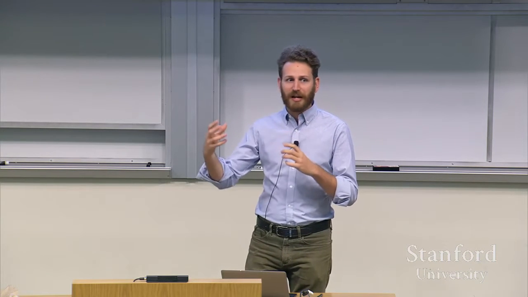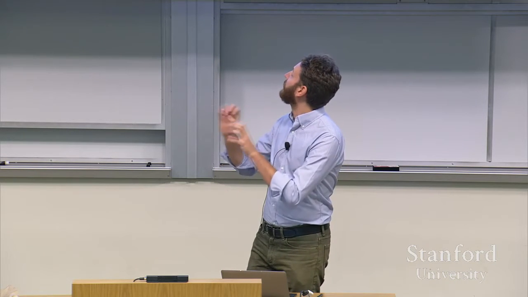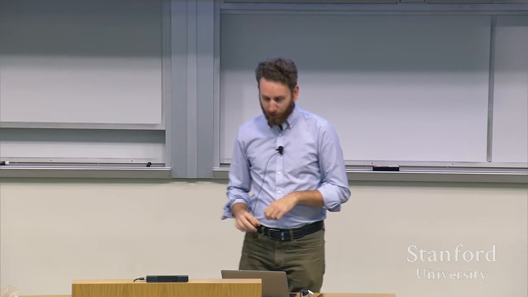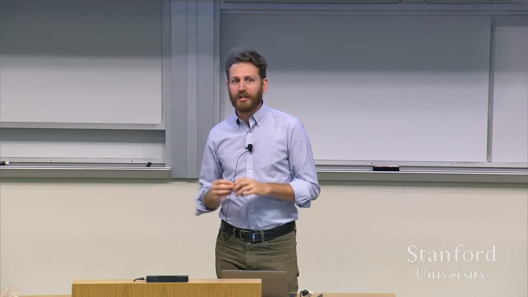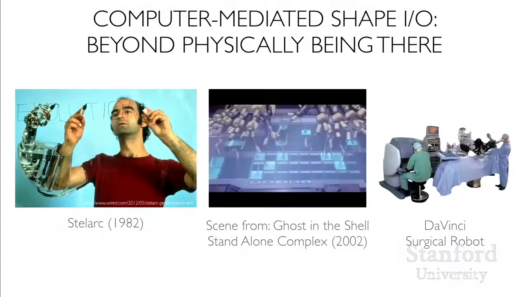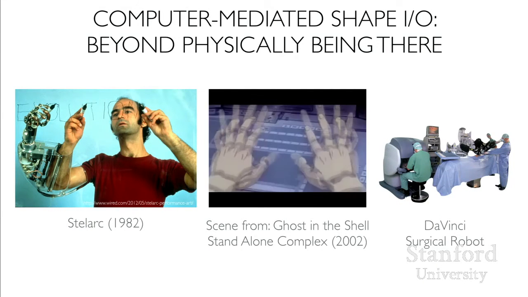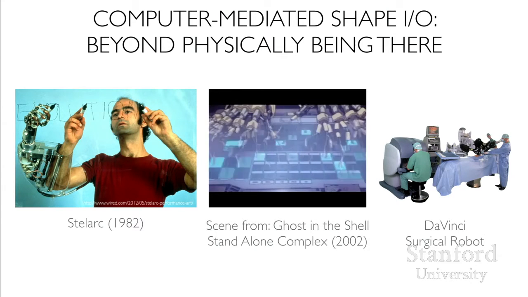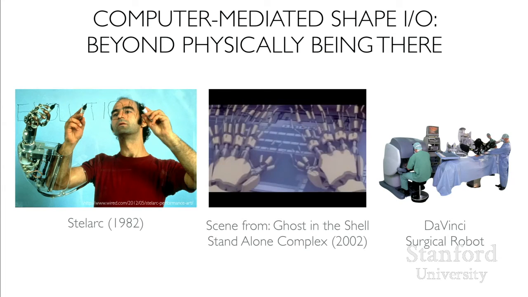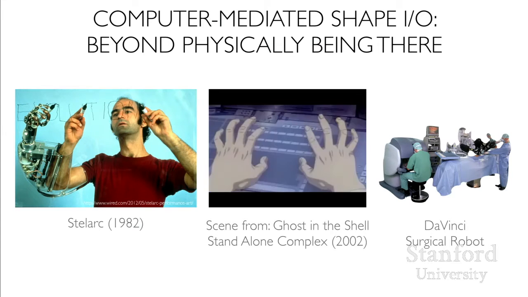And so we were really inspired by things like Stellarc with having a third arm, or this scene from Ghost in the Shell, where you have like 1,000 fingers, or more practical things like the Da Vinci surgical robot, where it'll cancel out tremors and allow you to remotely do surgery. And so we wanted to think about how we could go beyond these bodily limits that we have.